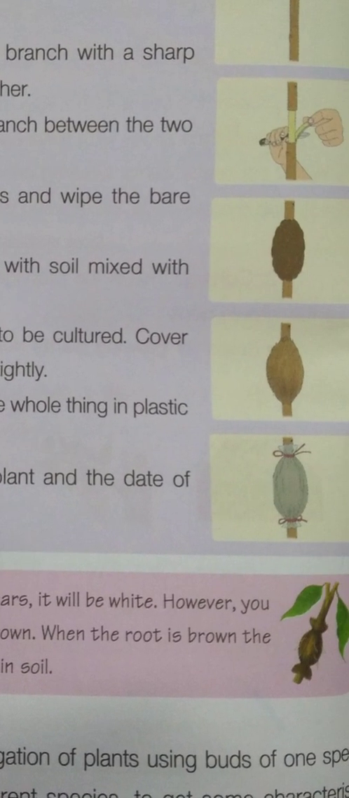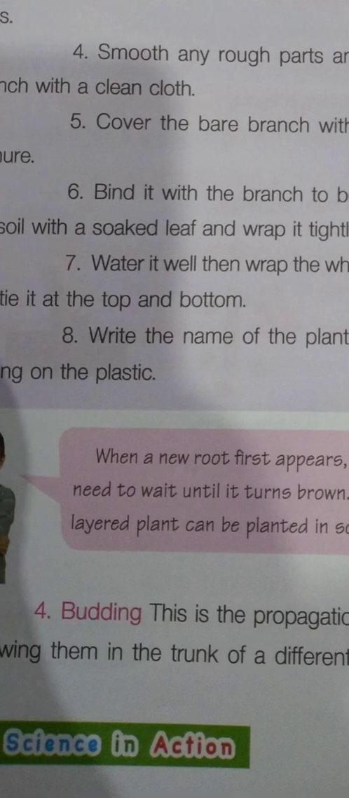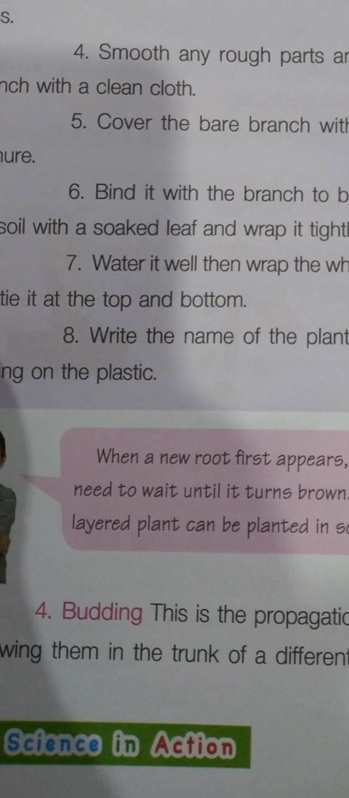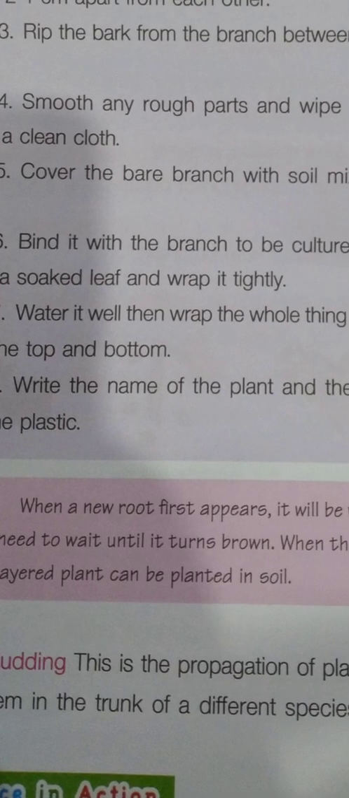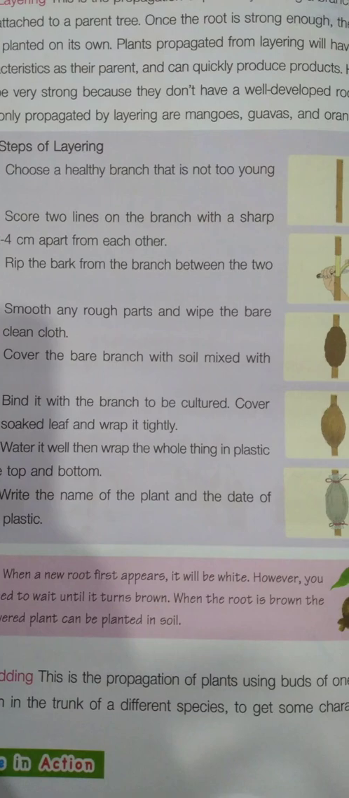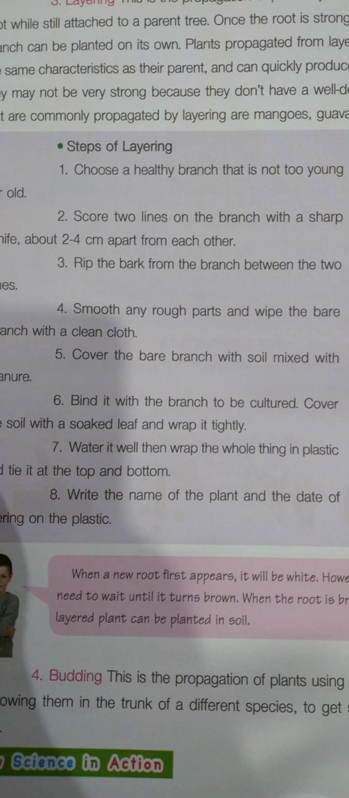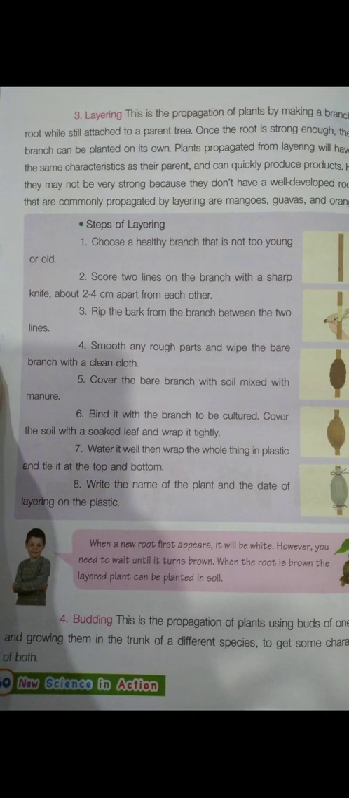That's picture number 5. So wrap it. And number 8, write the name of the plant and the date of layering on the plastic. What plant is that? Is it mango? Is it guava? And write the date when you did the layering.